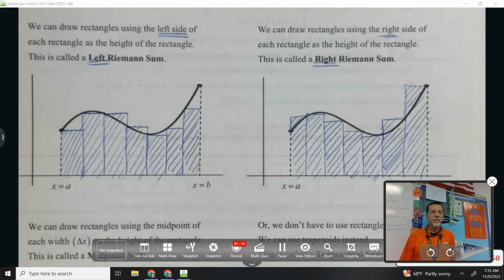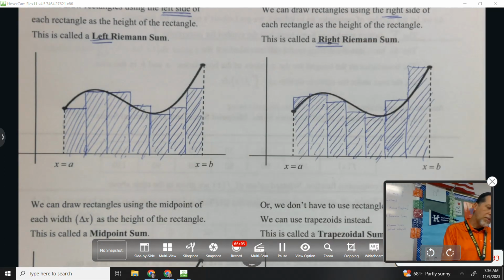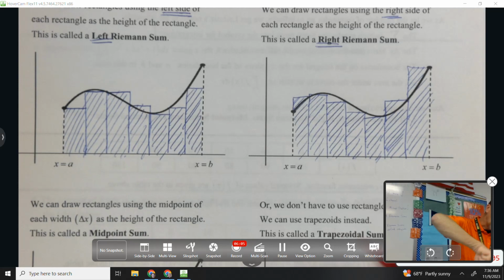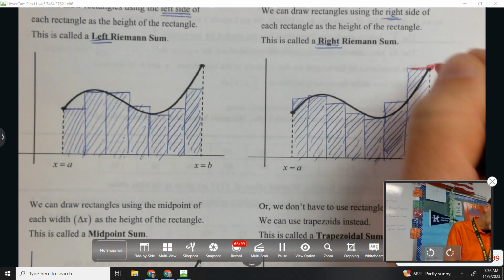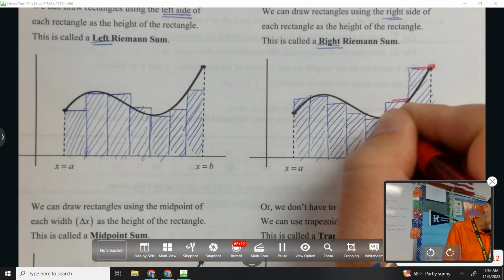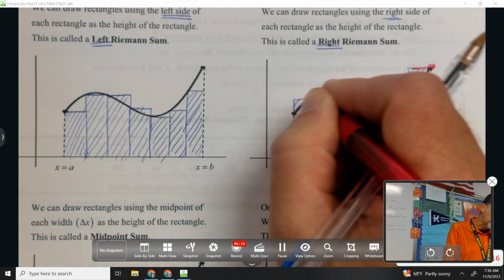And again, some are above, some are below, some are pretty close. And you figure if there's enough rectangles, it's maybe a good enough approximation, depending on what you're trying to find and how important it is. But the right sums come from the right-hand side. And the left sums come from the left-hand side.